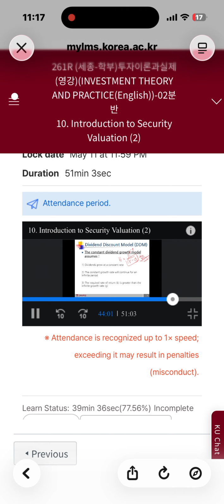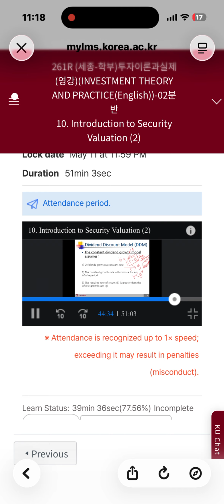Anyway, to apply this dividend discount model, the cost of equity should be greater than the growth rate. If the growth rate is greater than the required rate of return on the stock, the denominator will be a negative number. So in this case, the value of the stock cannot be measured, right?